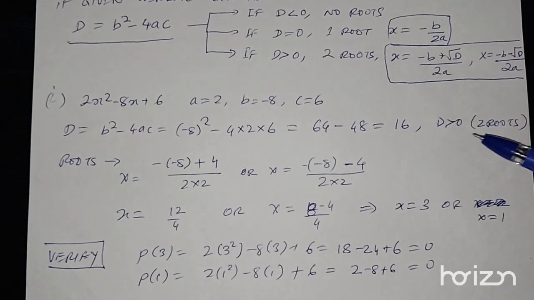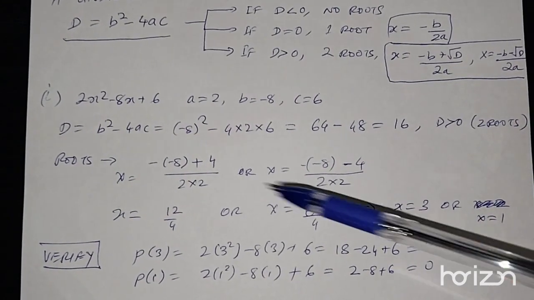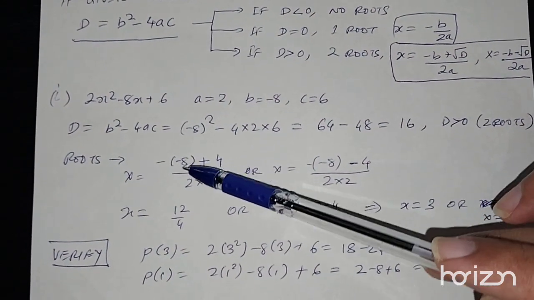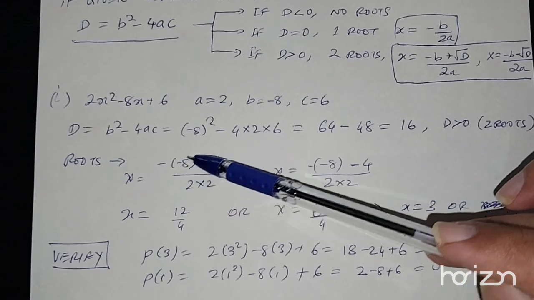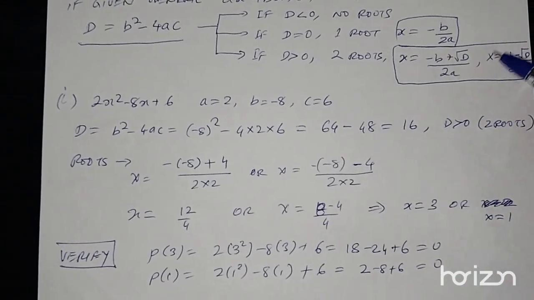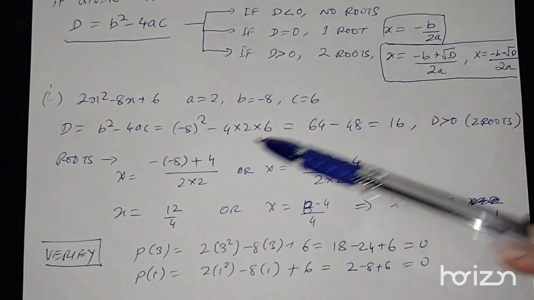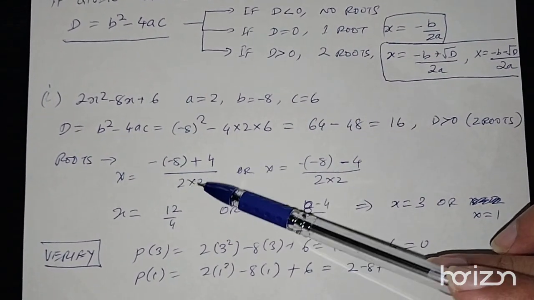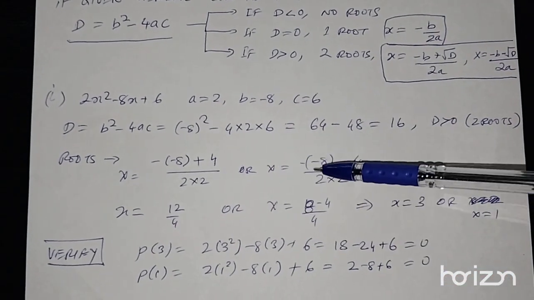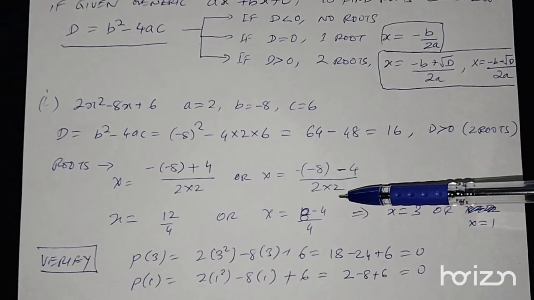Now 16 is greater than 0. So D is greater than 0. So here we will have two roots for this equation. What are the roots? First root is minus b, minus of b. So b is minus 8, minus of b plus square root of D, as we have shown here. What is square root of D? It is square root of 16, so 4, divided by 2a. What is a? It is 2, so 2 into 2, that is one root, or minus b minus square root of D divided by 2a.